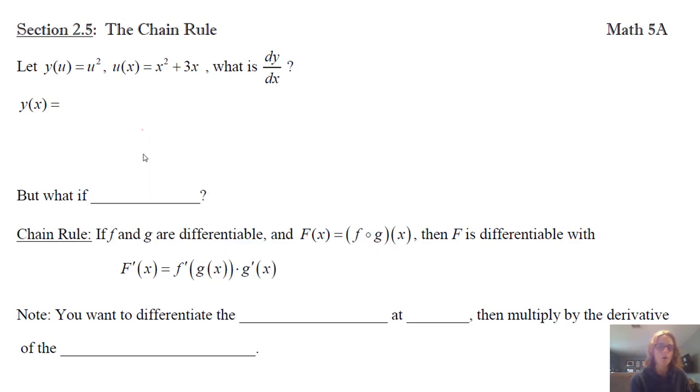Okay, so notice that we have this idea y of u equals u squared, and u of x equals x squared plus 3x. And then the question is, what is dy dx? So when we ask a question like that, it's really just asking you to use the idea of composition. So y of x is really just taking y of u of x, like that.